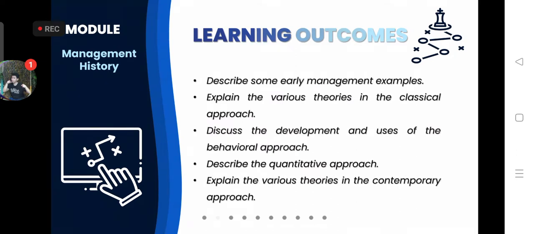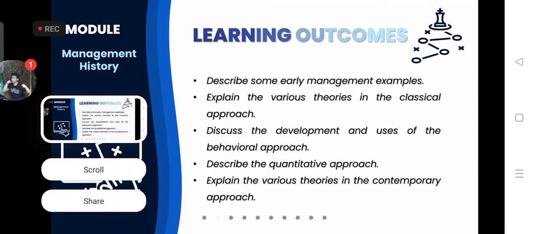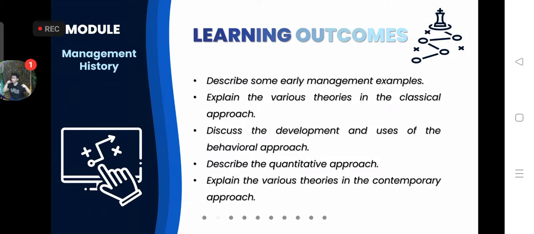First, we're going to describe some early management examples, explain the various theories in the classical approach, discuss the development and uses of the behavioral approach, describe the quantitative approach, and lastly, explain the various theories in the contemporary approach. So I will now give the floor to Ms. Nicole Asleet to discuss the first half of this module.